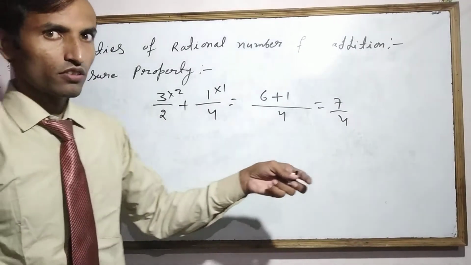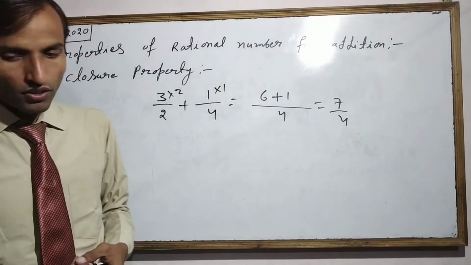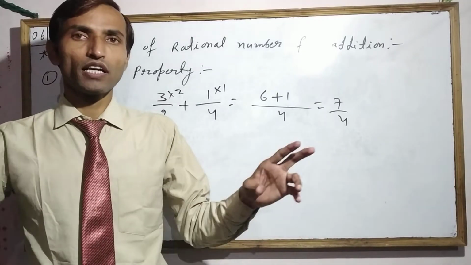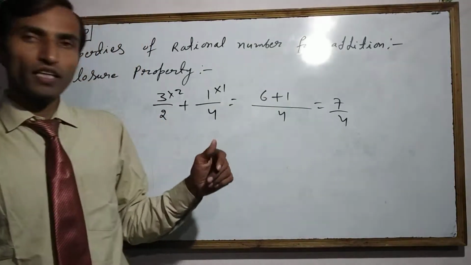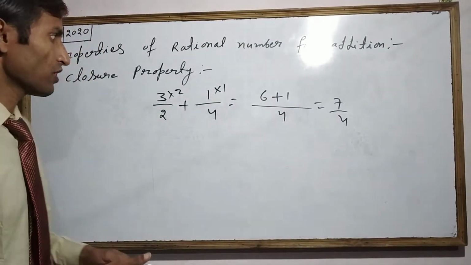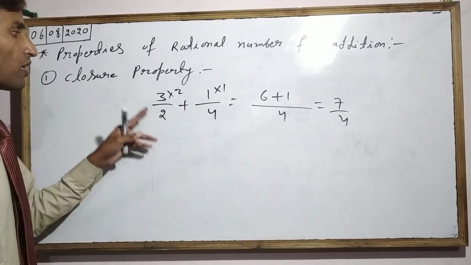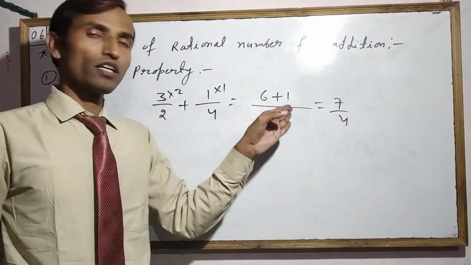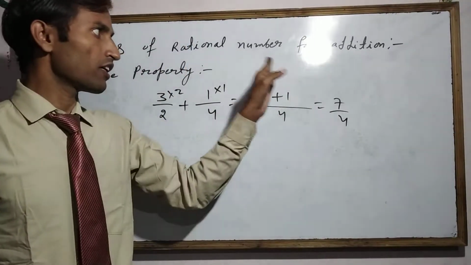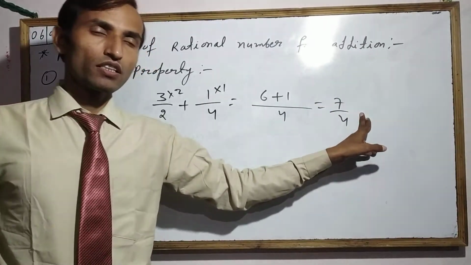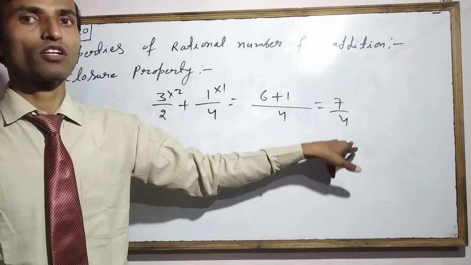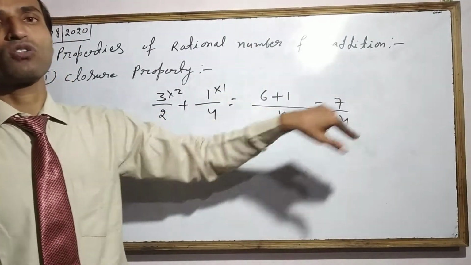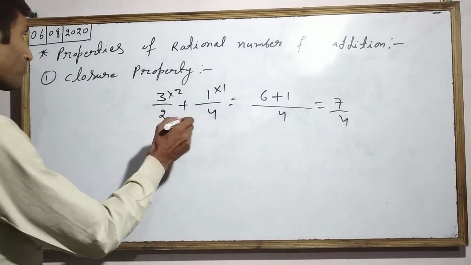Closure property means if we do any operation between two quantities and the same type of quantity comes out, then it follows the closure property. I have taken two rational numbers, 3 upon 2 and 1 upon 4. We have done the addition operation, and the answer is again a rational number. The same group, the same class, has come. I have taken rational numbers and the output is also a rational number. So it follows the closure property. Okay.